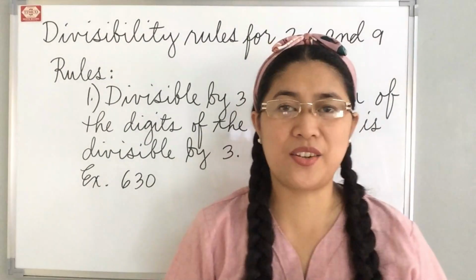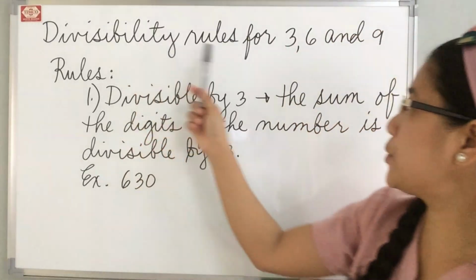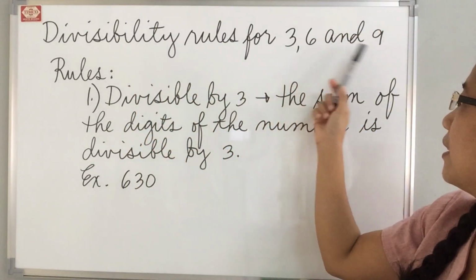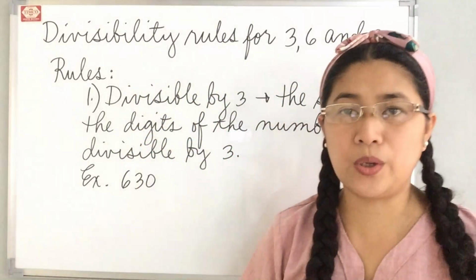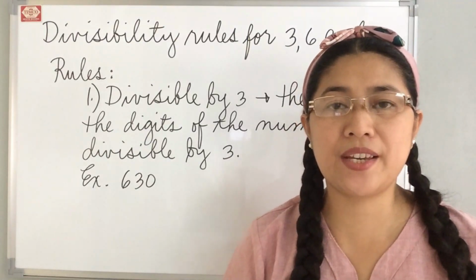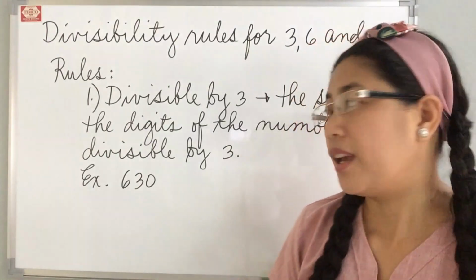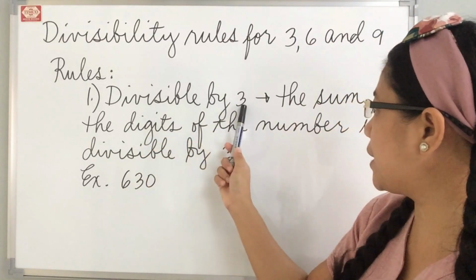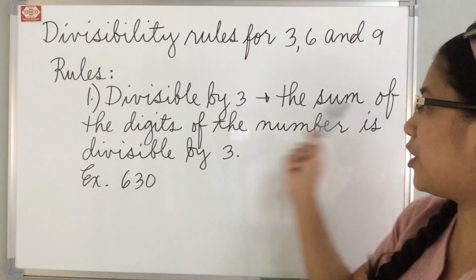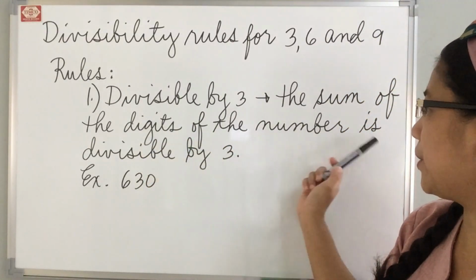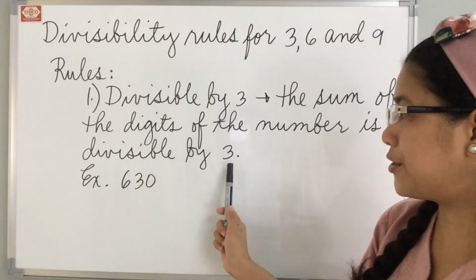For today's lesson is Divisibility Rules for 3, 6, and 9. Now let's go with the rule. First, we have number 3. A number is divisible by 3 if the sum of the digits of the number is divisible by 3.